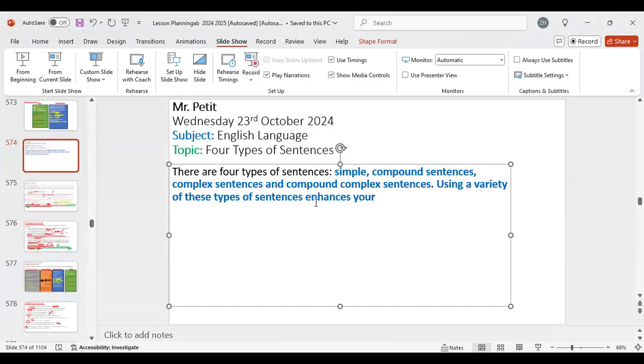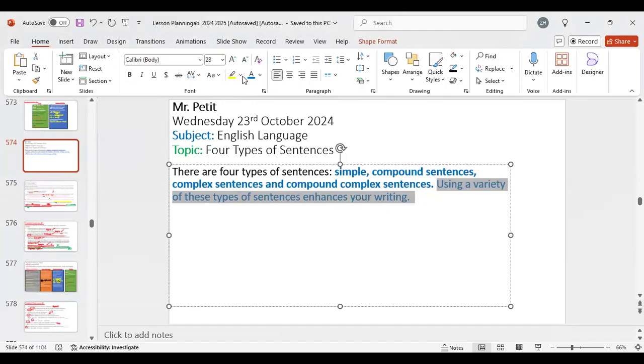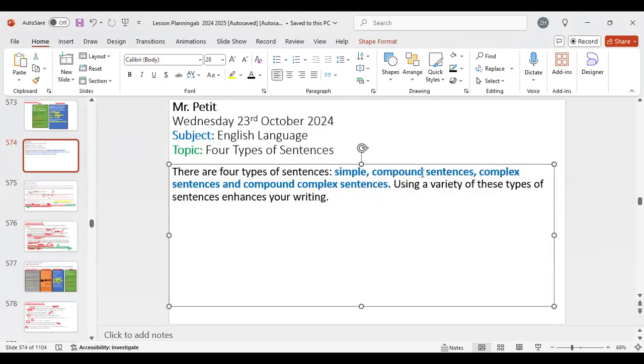Using a variety of these types of sentences enhances your writing. Okay, so that's the purpose of using these types of sentences: to enhance your writing, to let them know, hey, I'm not simple. I know how to write things in a sophisticated way properly. Mr. Petit, why you say it later? I mean, anyway, let me move along.